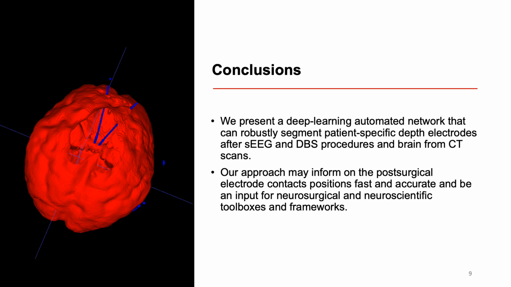We presented a deep learning automated network that can robustly segment patient-specific depth electrodes after SEEG and DBS procedures and brain from CT scans. Our approach may inform on the post-surgical electrode contacts position fast and accurately, and can also be a part of neurosurgical and neuroscientific toolboxes and frameworks.